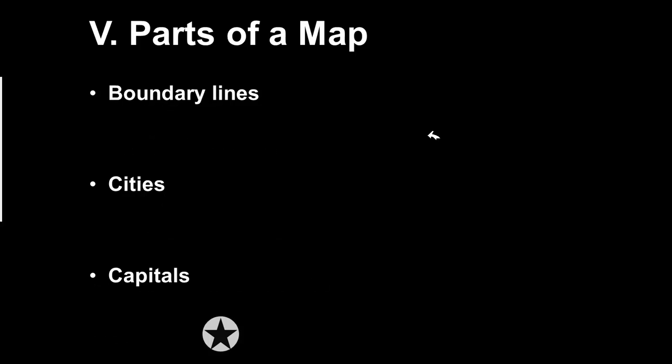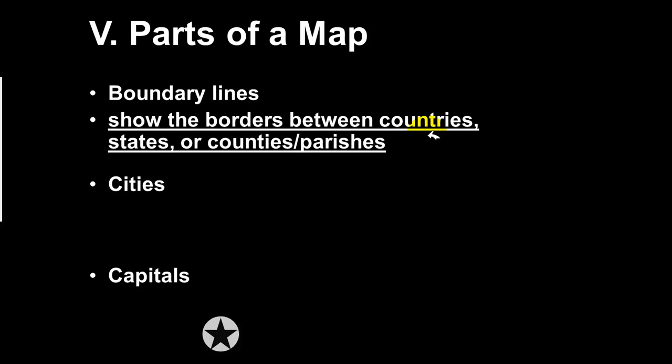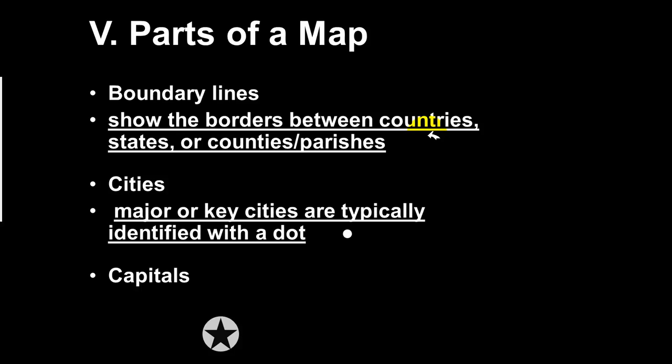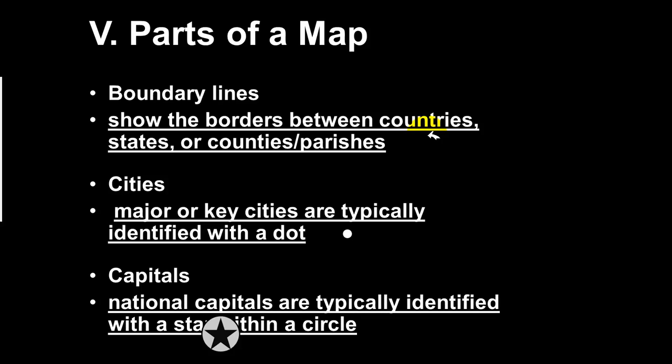Moving right along, that brings us to boundary lines. Boundary lines are lines that show the different borders between countries, parishes, states, whatever it is that we will be studying in the map, whatever it is that your map has. Cities: most major cities on maps are indicated with a dot. Capital cities are normally indicated with a star, and nations' capitals are typically indicated with a star within a circle.